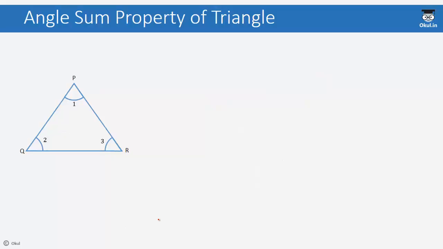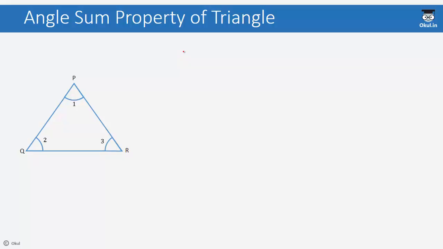Now let us move on to the triangles. So the first property is the angle sum property of triangle. According to this property, it states that the interior angles formed in the triangle, their sum is equal to 180 degrees. So we have the triangle PQR, and it has three angles 1, 2 and 3.